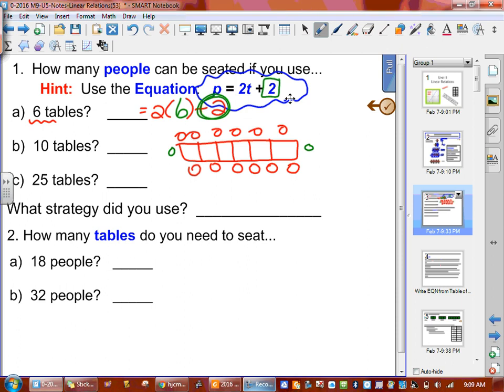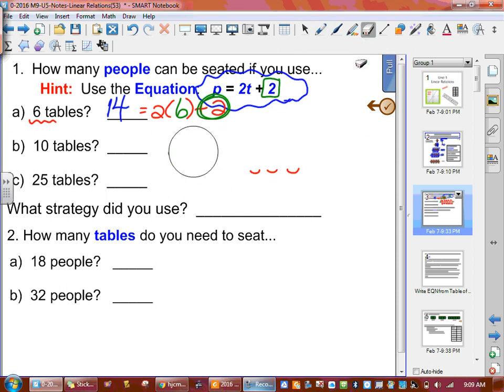So if I'm going to do the math, I'm going to multiply 2 times 6 first. How big is 2 times 6? 12. Add 2 more. 14. Good. So if there's going to be 6 tables, you're going to have 14 people. Now we're going to do the exact same thing for 10 tables. So we are going to erase the tables I drew, and we are going to write the equation. 2 times the table number plus 2 more people.